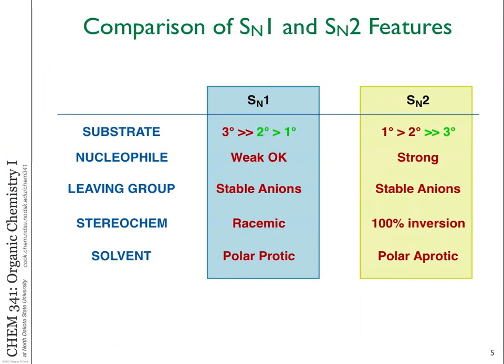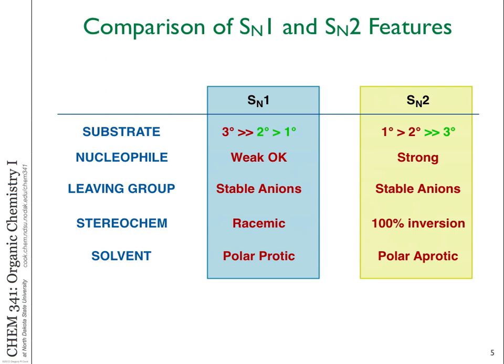Okay. So if we take a look at all the features that we've been talking about for the differences between these two reaction mechanisms, it's summarized in this chart here. The substrate, the nature of your alkyl halide or the leaving group, the organic molecule, is going to be one of the important things to dictate whether the reaction goes by a direct substitution, SN2, or by formation of a carbocation. And that depends on the ability to form a stable carbocation.